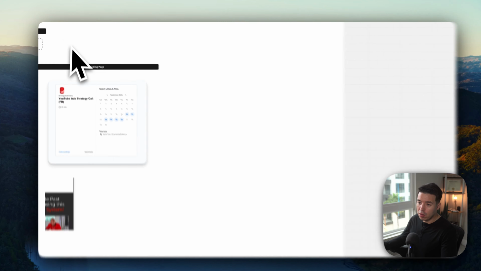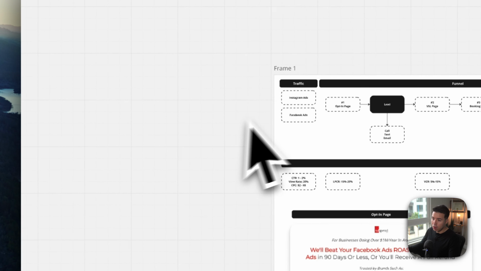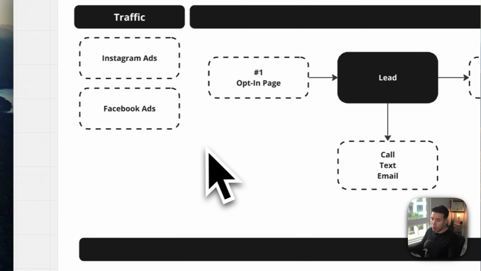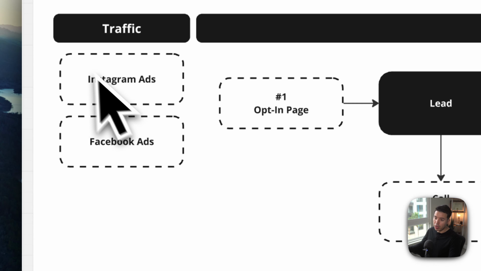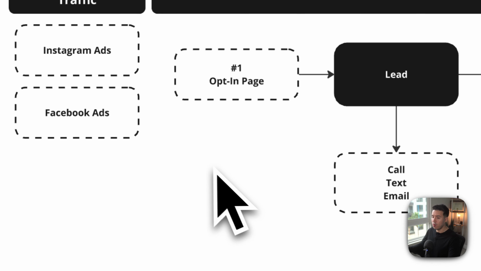So if we start here at the part where we go over traffic, what we're doing for traffic is usually going to be Instagram and Facebook ads. That's going to be number one. And this is going to bring in the traffic to your VSL page.